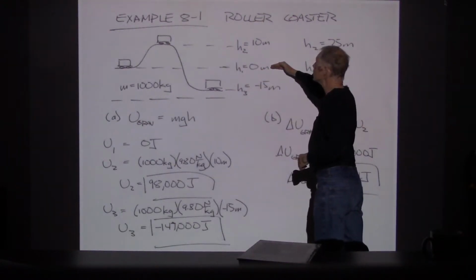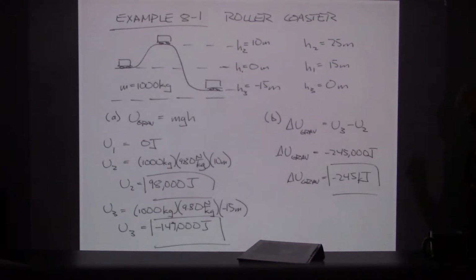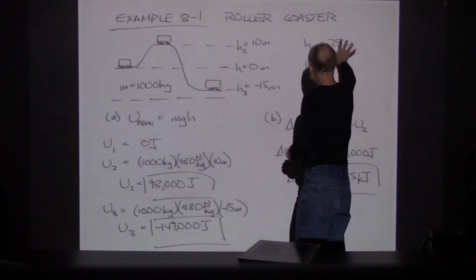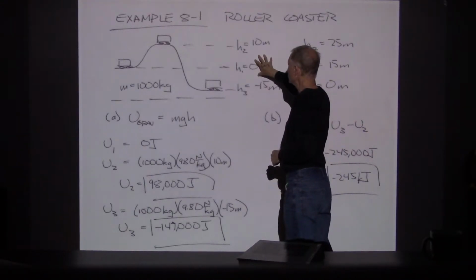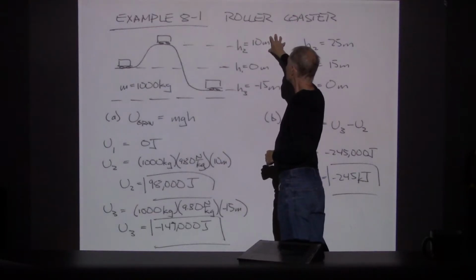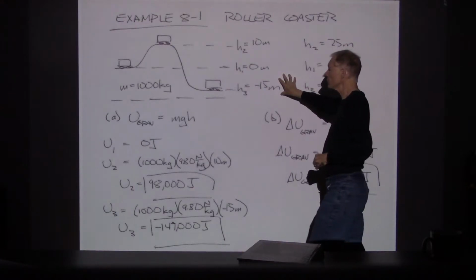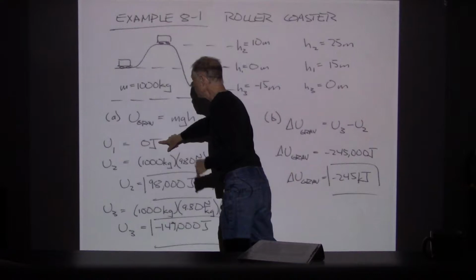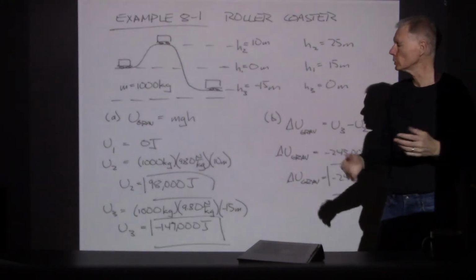They told us to use the first location, point 1, as a reference of zero potential energy. So I'm going to ignore these numbers right now. We'll come back to these. But right now I'm going to say H1 is at 0 meters. That means H2 is at 10 meters, and H3 is at minus 15 meters. And then I just plug into this formula. That says that at point 1 we have 0 joules of potential energy by definition.